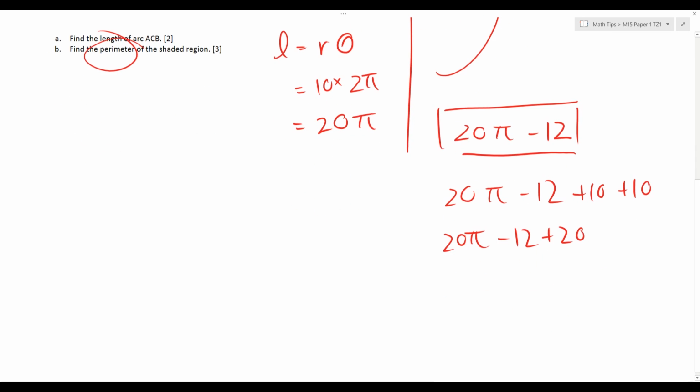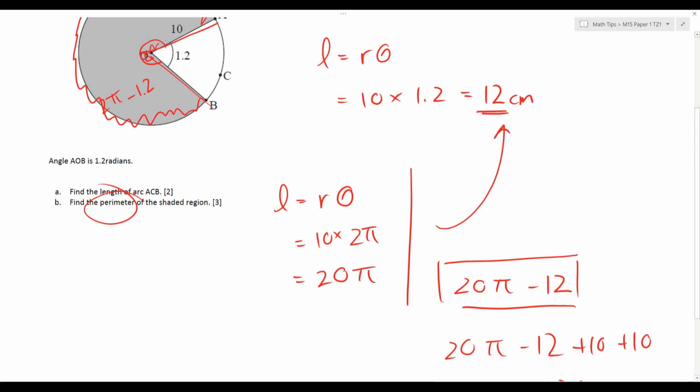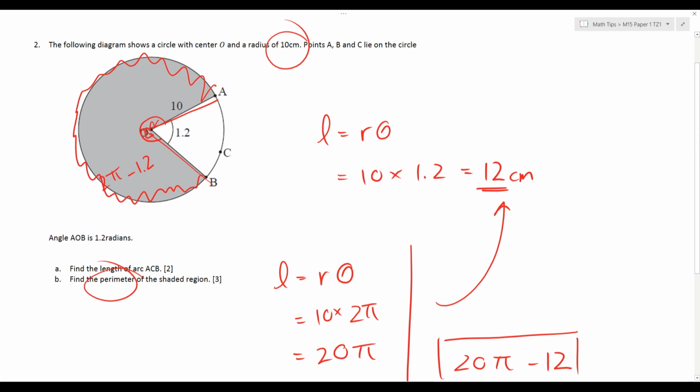So simple calculation, 20 pi plus 8. That will be our final answer for the perimeter. And because we can't use a calculator, we're just going to leave it as 20 pi plus 8. Alright, so this is not a very difficult question, but it can get tricky at times because you can't use the calculator.